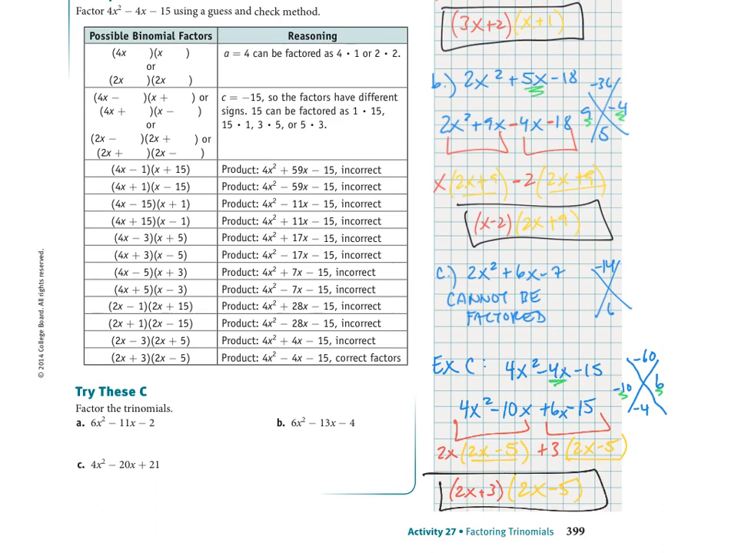Did you get the same answer I did? 2x plus 3 times 2x minus 5. I hope you did. Same answer that they got.